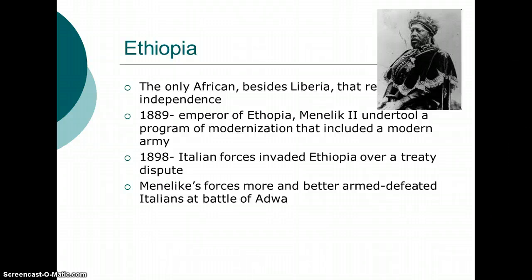And this just goes to show that African nations such as Ethiopia and Liberia saw the threat of European nations. They armed themselves and modernized their army and the nation in order to fight these invaders.